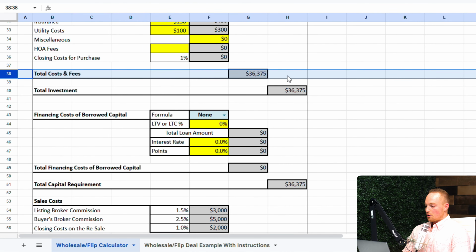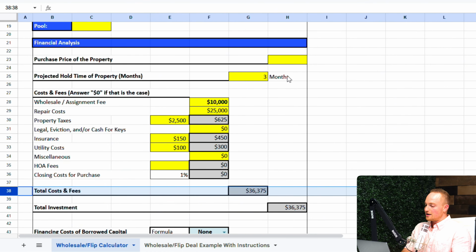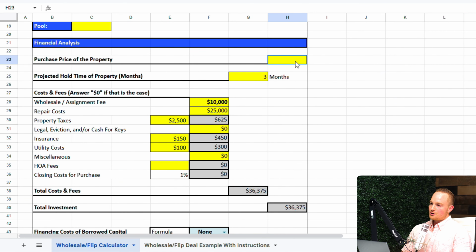So let's just say we wanted to start at $150,000. If this thing is worth $200,000, in our example earlier we said a 20% discount from the ARV would equal about $160,000. That did not factor in repairs, and it did not factor in the wholesale fee. So let's just call it $150,000.